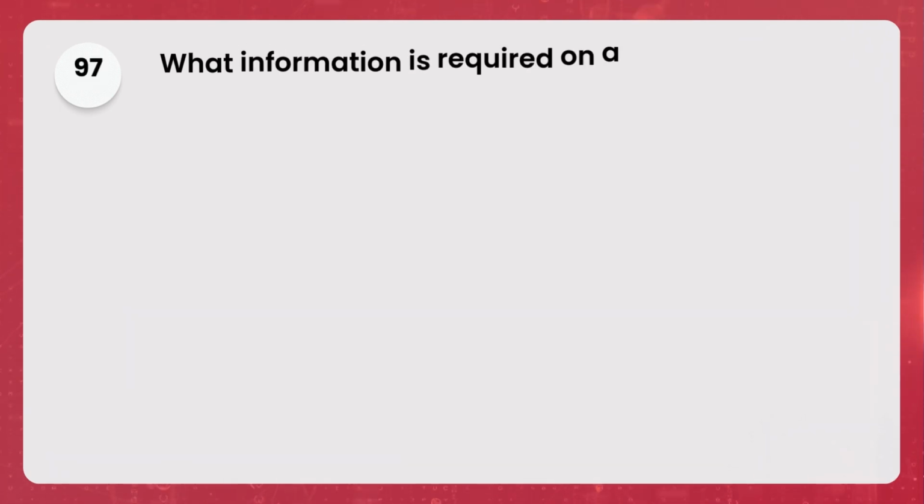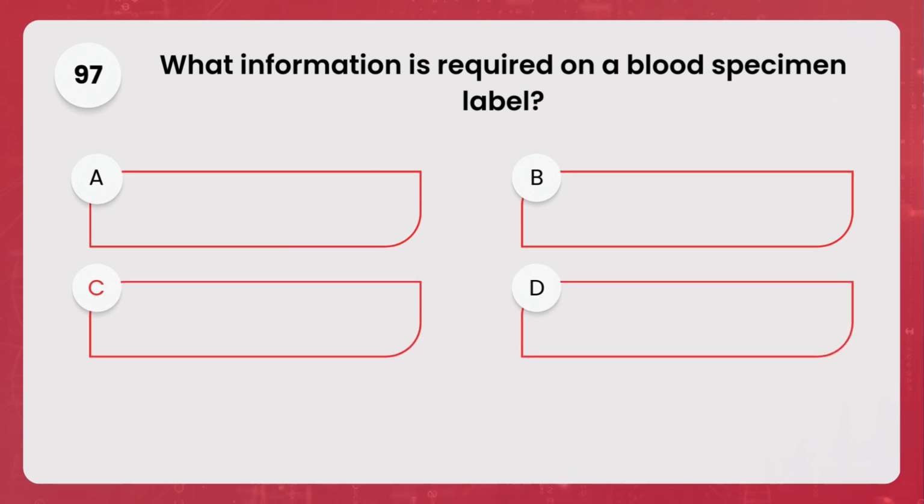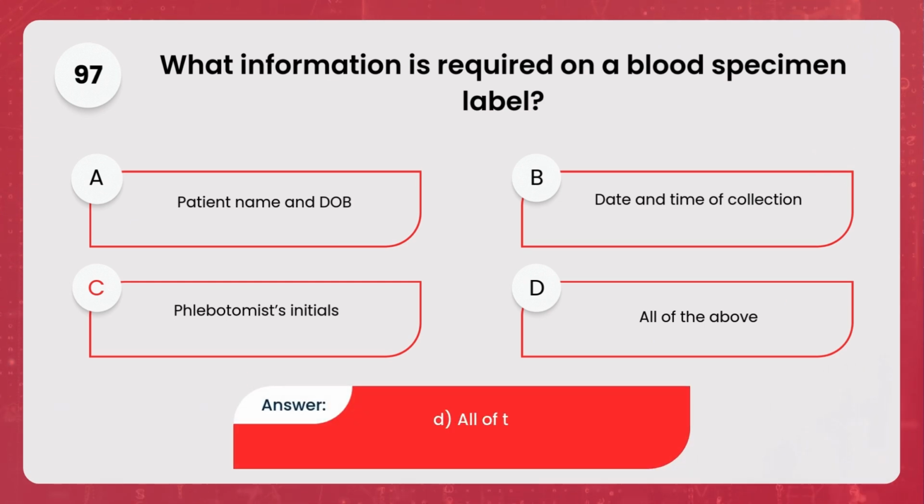Number 97. What information is required on a blood specimen label? A. Patient name and date of birth. B. Date and time of collection. C. Phlebotomist's initials. Or D. All of the above? The answer is D. All of the above.